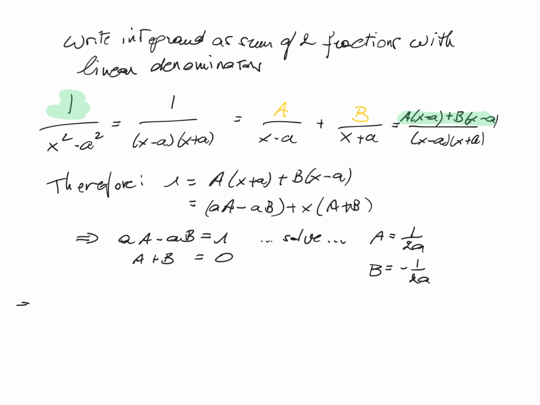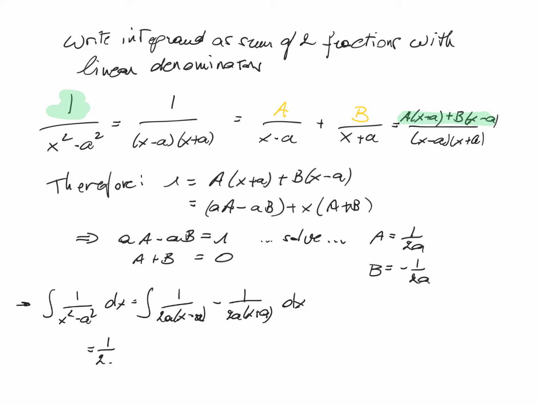So my integral then becomes the following. So I had the integral of 1 over x squared minus a squared dx. I just rewrote 1 over x squared minus a squared as 1 over 2a times 1 over x minus a, minus 1 over 2a times 1 over x plus a, dx. And then we can split this. So this is 1 over 2a, the integral of dx over x minus a, minus the integral of 1 over 2a dx over x plus a.